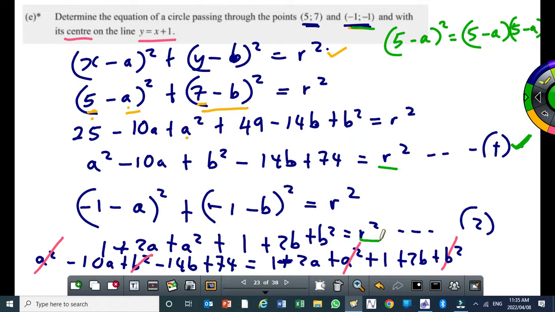You get a squared, which is this one here, minus 10a plus b squared. So the left-hand side of the first equation will be on the left-hand side. The left-hand side of the second equation will be on the right-hand side. The good thing is that some of the terms are like terms. So this a squared cancels out with that a squared. The b squared cancels out with the b squared. So on the left-hand side, you'll be left with minus 10a, minus 14b plus 74. On the right-hand side, you'll be left with 1 plus 2a plus 1 plus 2b.